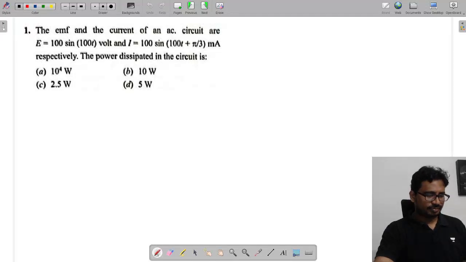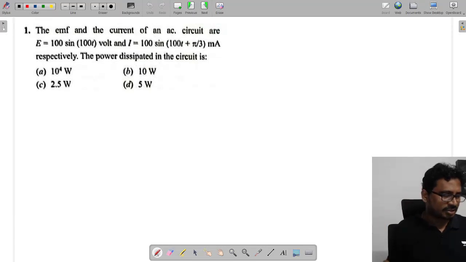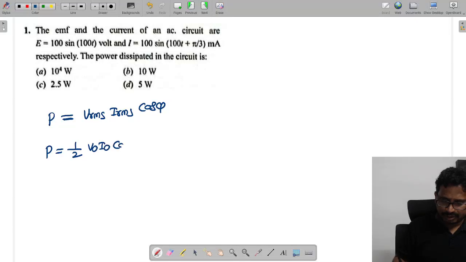Next one. The EMF and the current of an AC circuit are given like this. The power dissipated in the circuit: power dissipated means average power. Only the resistor will dissipate the power, which is given as VRMS IRMS into cos phi. From this we have the modified formula 1 by 2 into V naught I naught into cos phi.